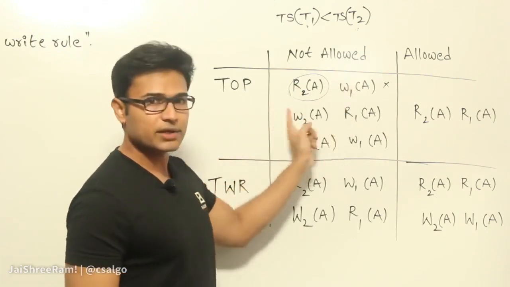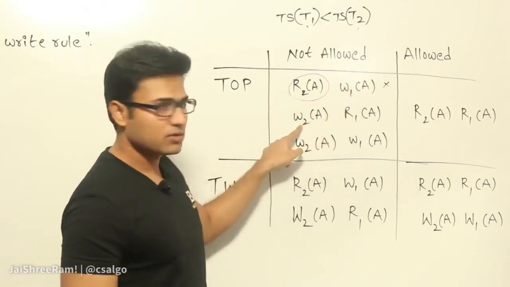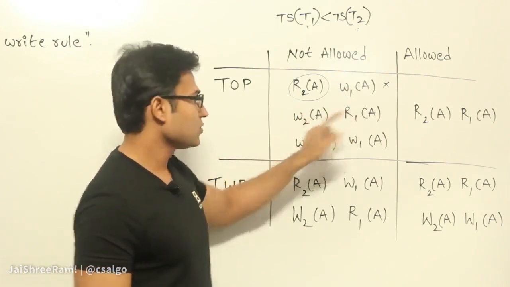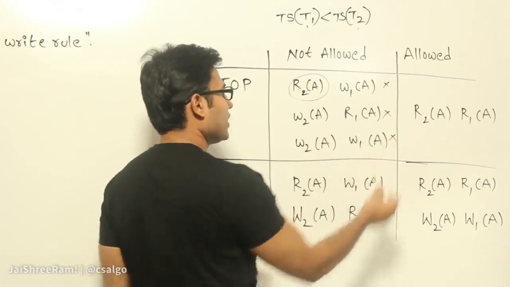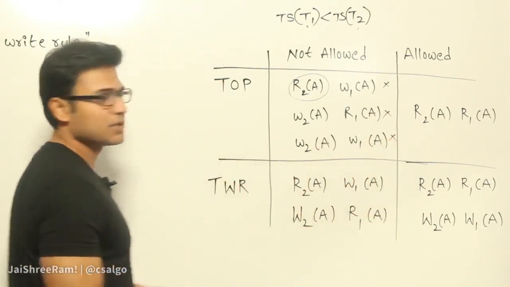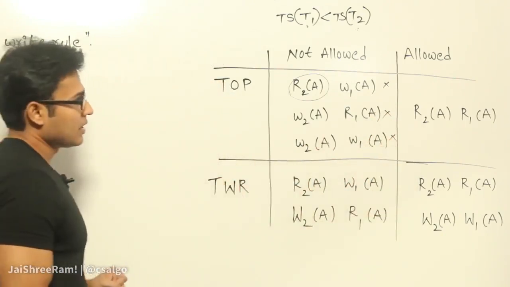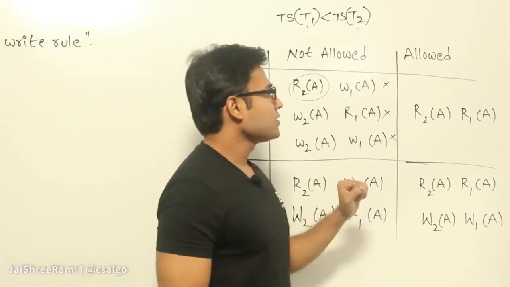And here also it is a conflicting action, and in this conflicting action also transaction T2's action is happening first, so it is also not allowed. And what about this? Again not allowed. Why? Transaction T2's action is happening first. Got it? And now what are the allowed actions?